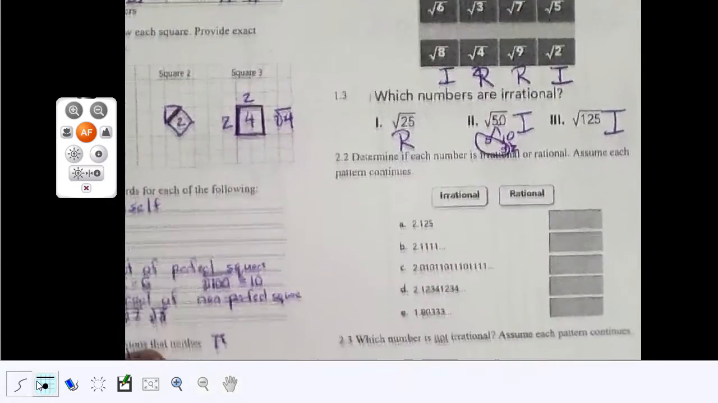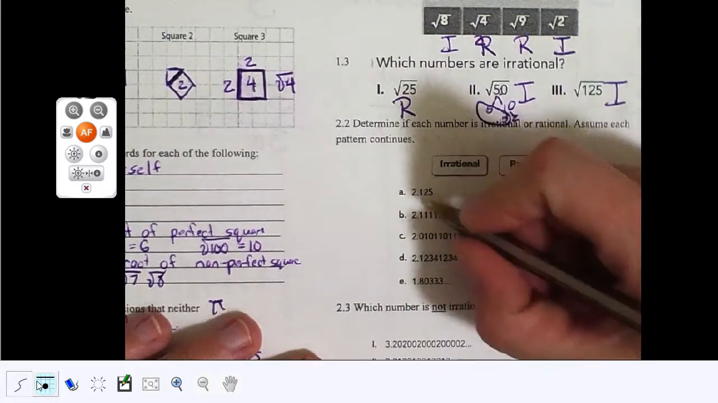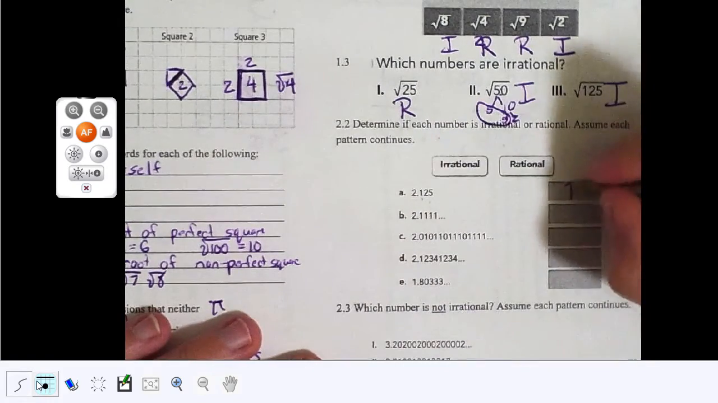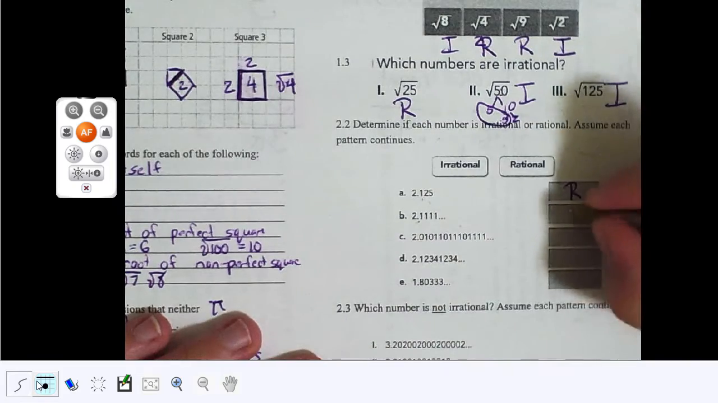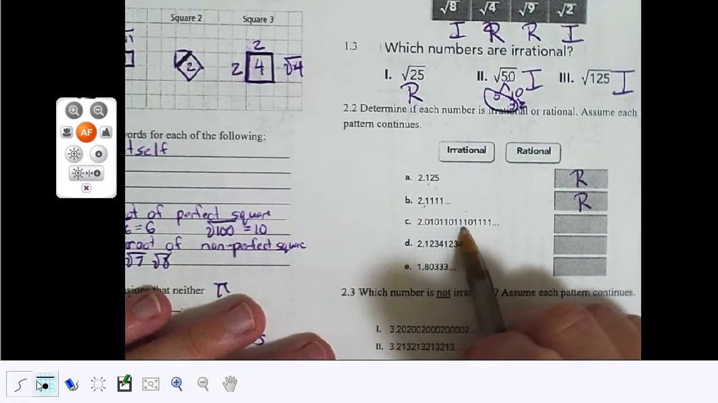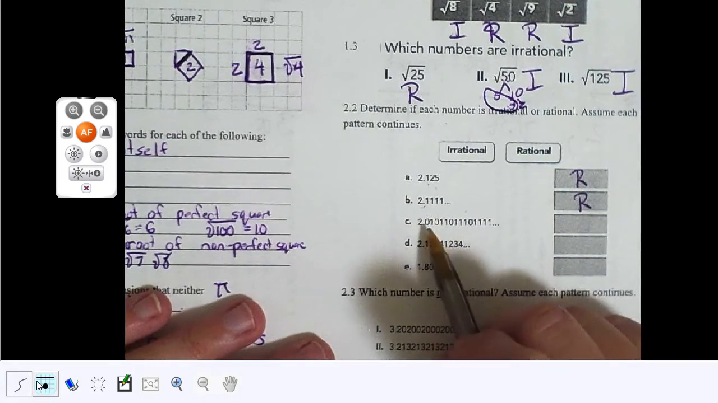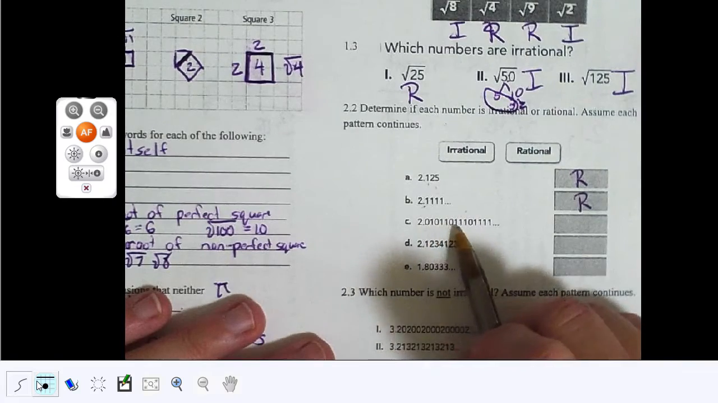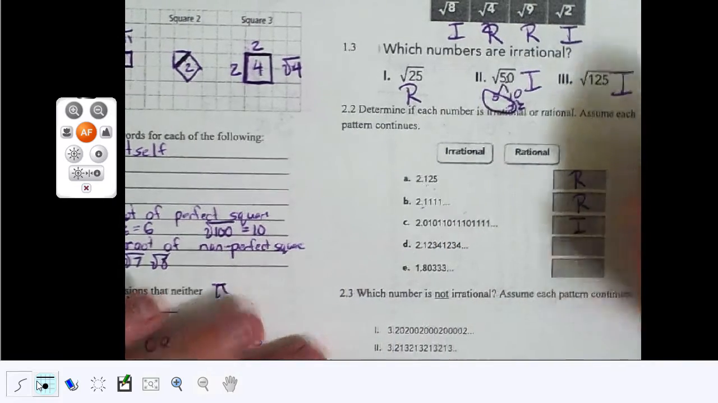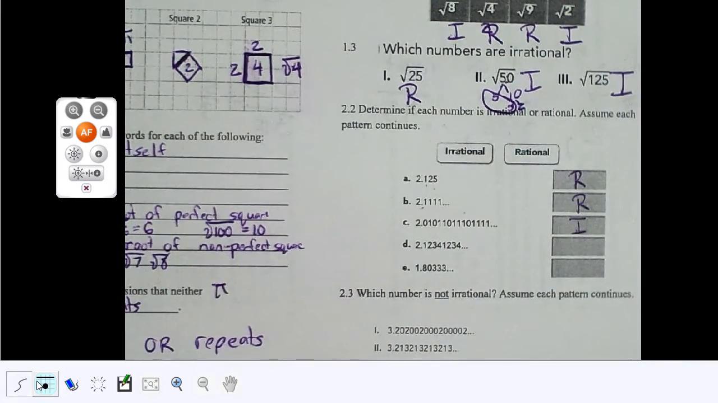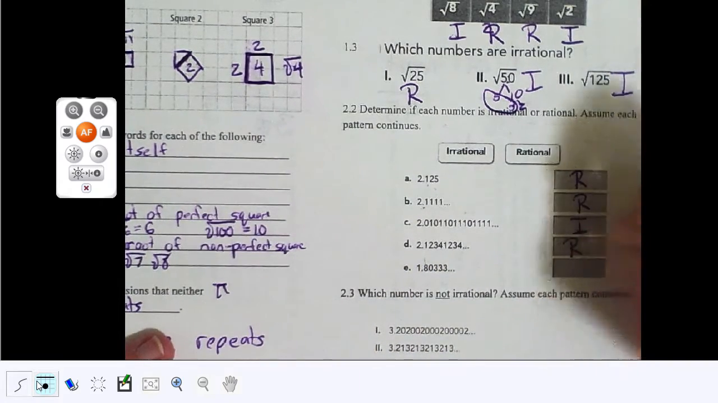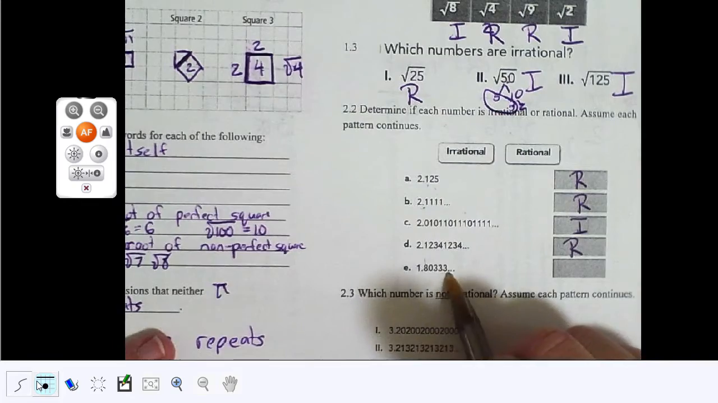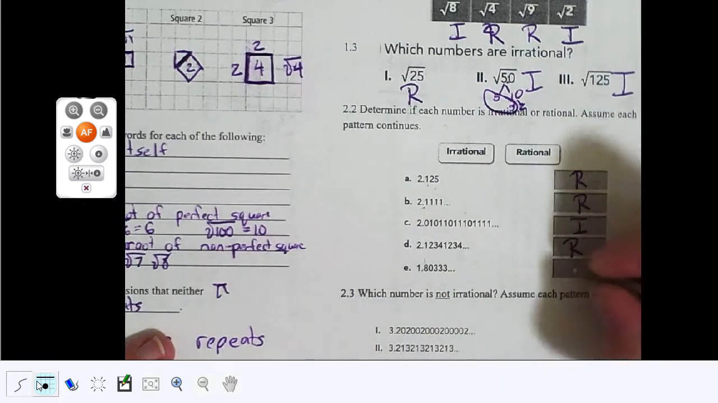All right, let's look at some of these ones. Decimal, it ends. Because it ends, it's rational. This one repeats, it's rational. This one keeps going. Oh, this is one of those pattern ones I was talking about. 2.010110111, irrational. It's got a pattern, but it's not actually repeating the number. This one, 1, 2, 3, 4, 1, 2, 3, 4, oh, it's repeating, so it's rational. 1.80333333 repeating, rational.